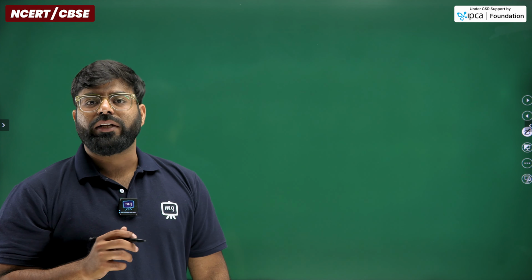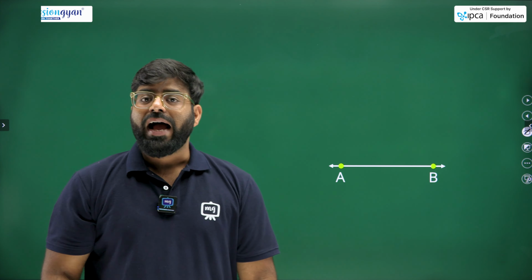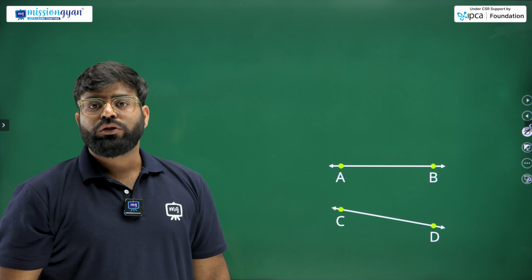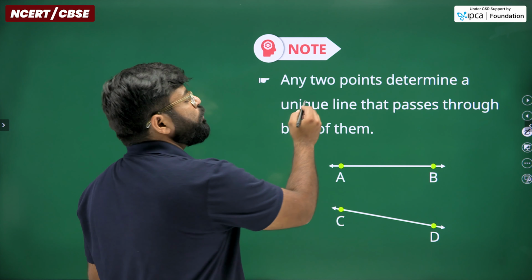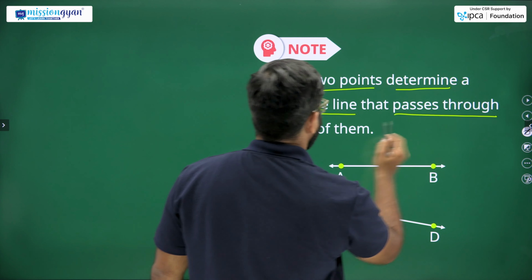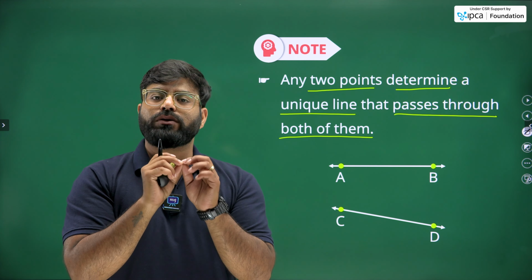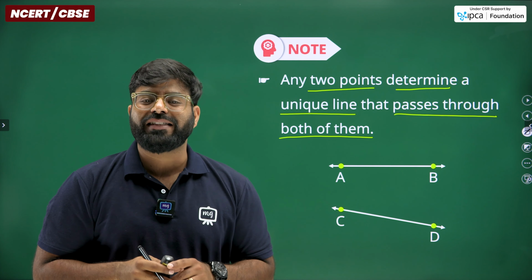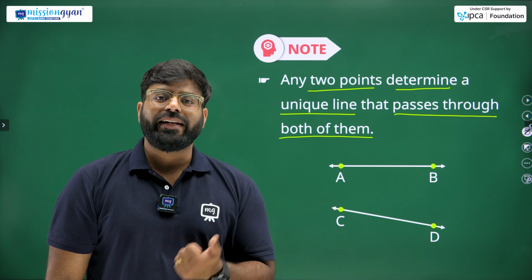Now, let's see on this screen. I am giving 2 points, points A and B, and I am drawing a line through them. I am taking two other points, C and D, and I am passing a line through them. So one thing you have to note is that any 2 points determine a unique line that passes through both of them. That means if you have 2 points, only one line can be passed through these two points. Is that clear? Understood? If yes, let's move towards the next part.